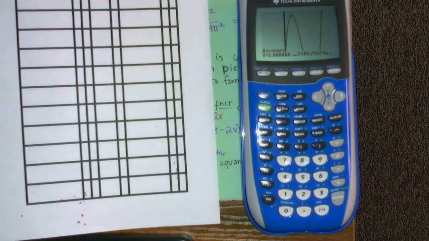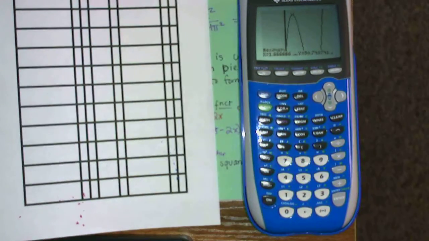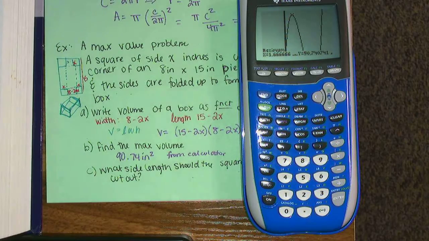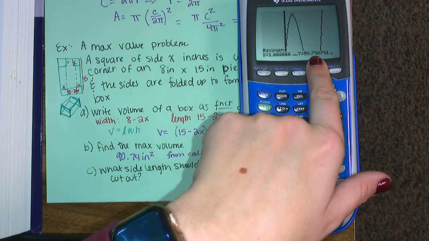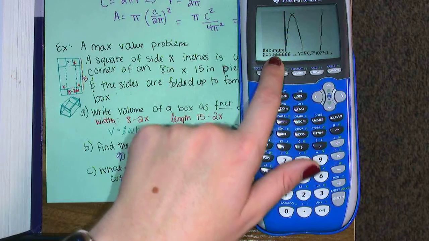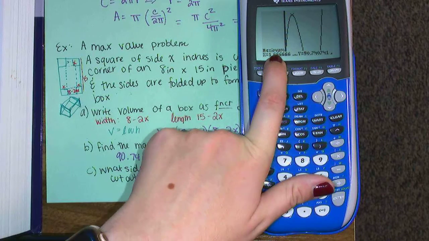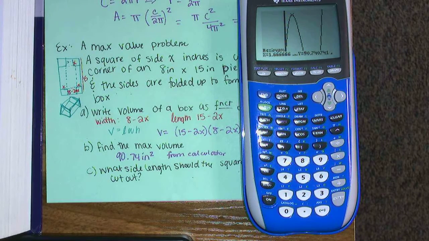Okay, so when you want to know what value is being cut out, you found the max volume, that's the Y value. So this Y value here is your max volume. Now, what needs to be cut out to make that true? 1.66 inches, or 1.67 inches.